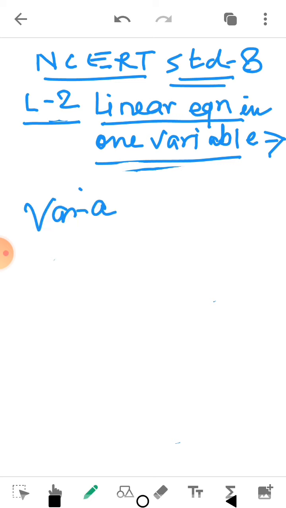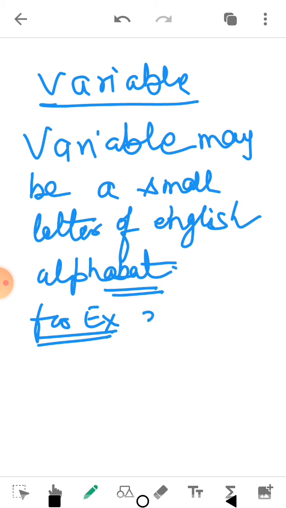Okay, for example X, Y, Z, P, Q, R. These are known as the variable. इसको हम क्या कहते हैं? Variable कहते हैं. Okay, now this will be the variable. Now variable के बाद जो थर्ड टर्म आता है वो आता है आपका एक्सप्रेशन.